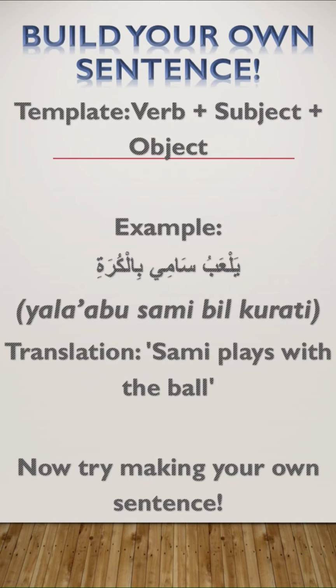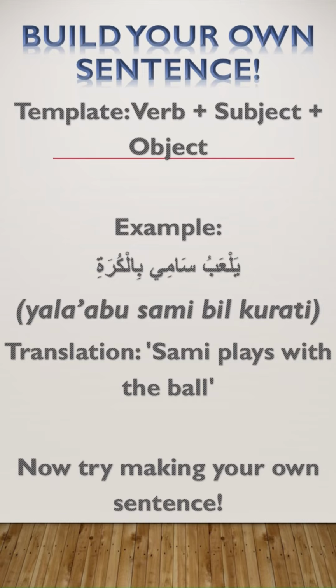Now it's time to build your own sentence. Follow this template. Verb plus subject plus object. Let's try this example. يلعب سامي بالكرة. This means Sami plays with the ball. See how we started with the verb, plays, then the subject, Sami, and finally the object, with the ball.